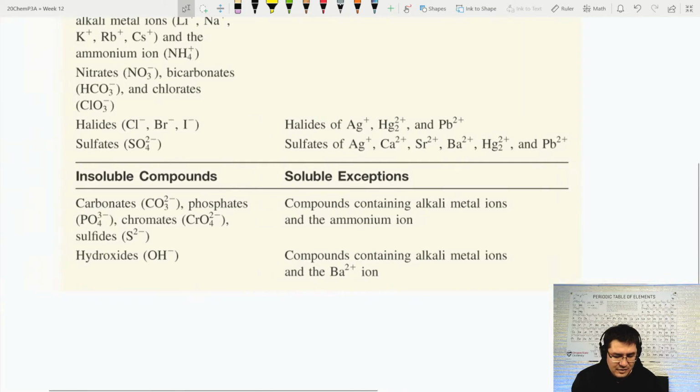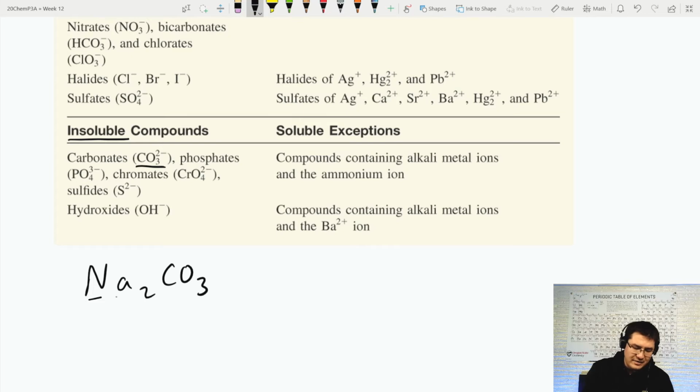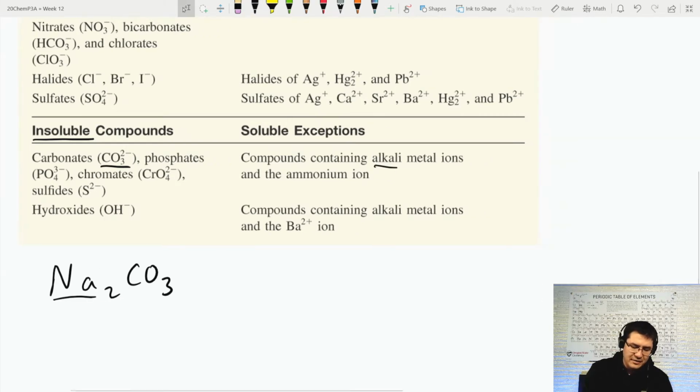Okay, so like say for example I have sodium carbonate. Well, I look and I'm like, oh, carbonates are generally insoluble. However, in this case, it's partnered with sodium, which is an alkali metal. So that's a soluble exception, so I would write AQ.